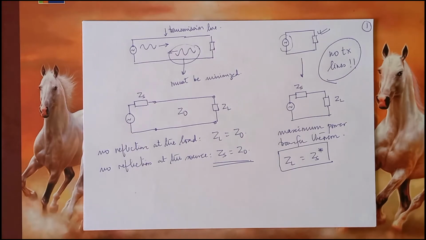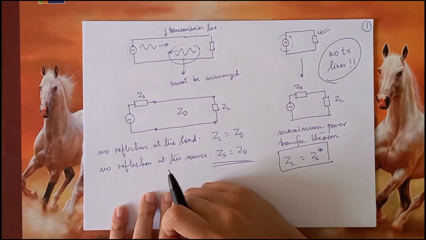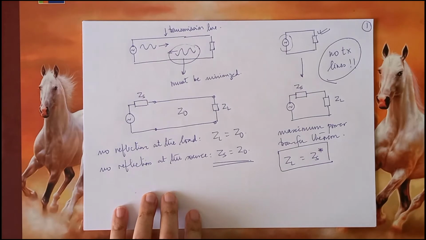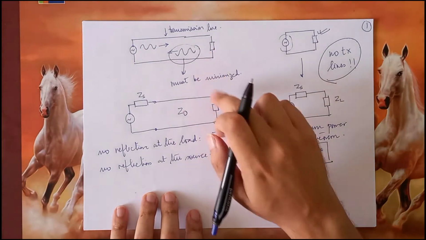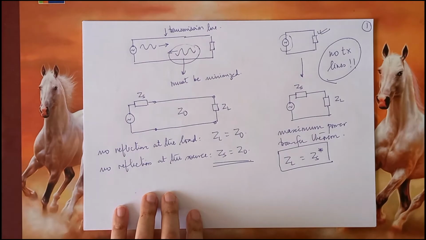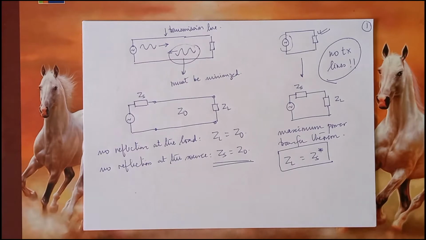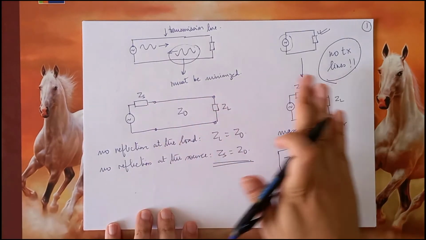So here, for RF circuits that consist of transmission lines, our first aim is to minimize the reflections. And by minimizing the reflections, we can hope to achieve that the load will be able to obtain maximum possible power. So this is our aim. Notice that the two are different.